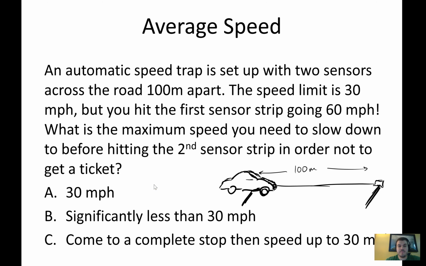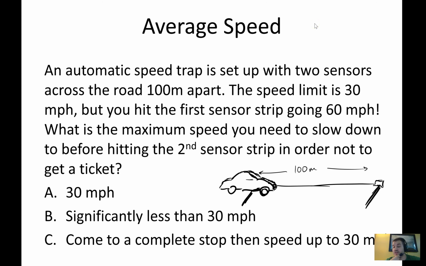Another example here. So now we have an automatic speed trap that is set up with two sensors, and the speed limit is 30 miles per hour. But you hit the first sensor strip going 60 miles per hour. What is the maximum speed you need to slow down to before hitting the second sensor strip in order to not get a ticket? Think about your answer for a moment, pause the video, and then we'll discuss.